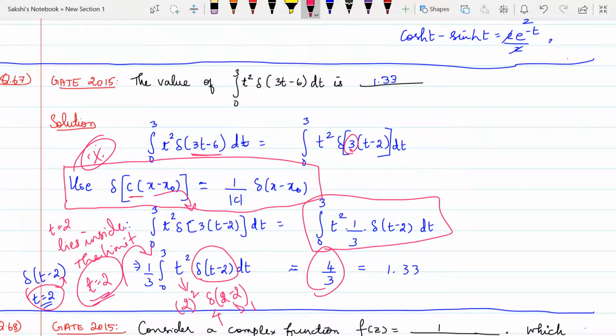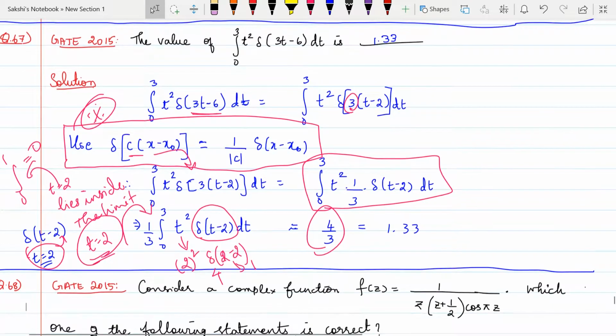So that is 1.33. And if your t is equal to 2 does not lie inside your limit, that is, if my limit is 0 to 1, now this t is equal to 2 does not lie inside the limit, then your integral will be equal to 0. That will be the answer. Simple question. Just remember the property and how to use your Dirac delta function.